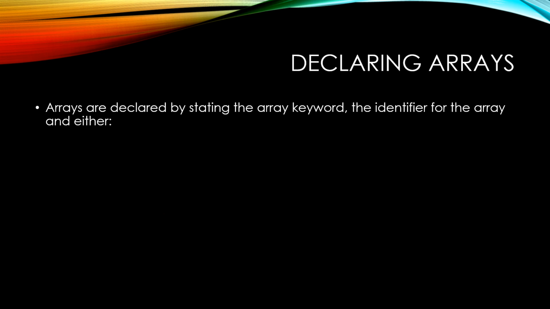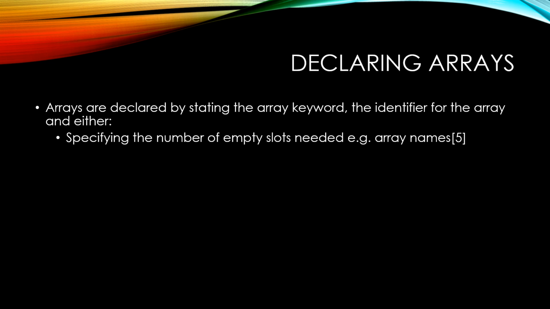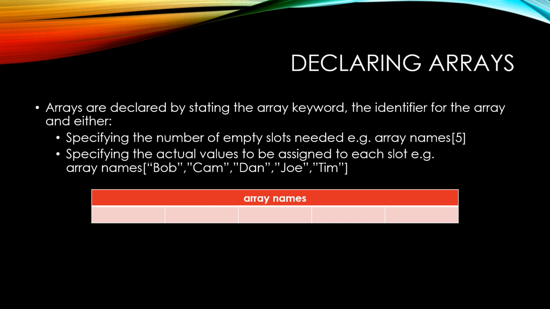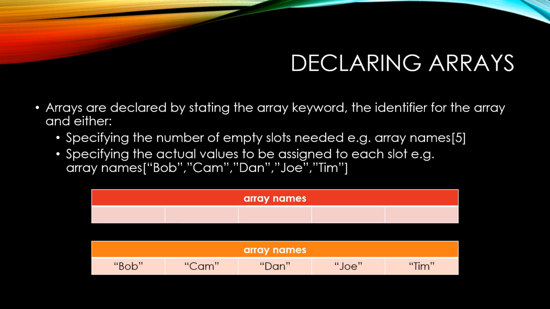Arrays are declared by stating the array keyword, the identifier for the array, and either specifying the number of empty slots needed, so array names(5) would create an array called names with 5 empty slots in it, or specifying the actual values to be assigned to each slot. So array names and then passing it Bob, Cam, Dan, Joe and Tim would provide us with an array called names with those values in each of those positions.